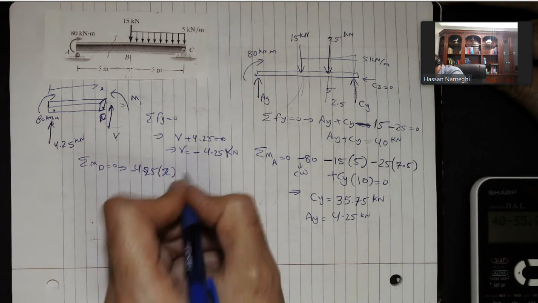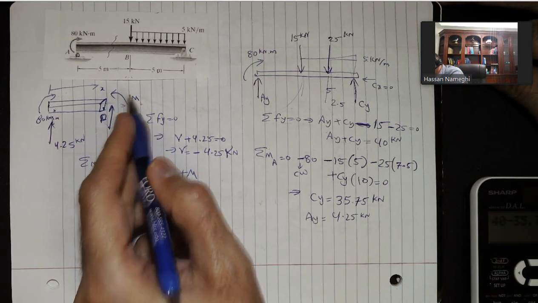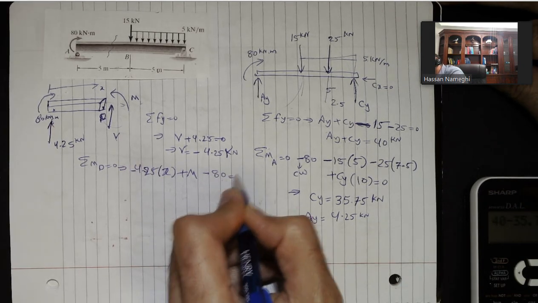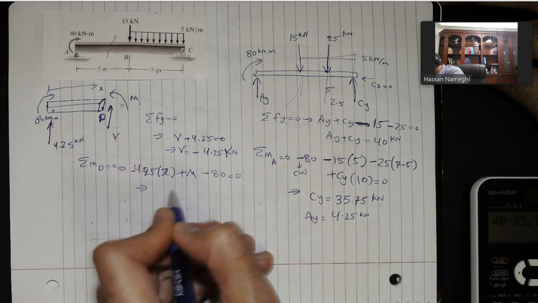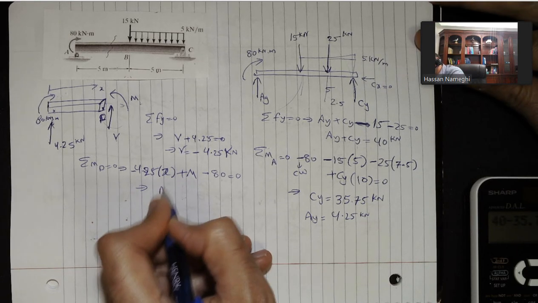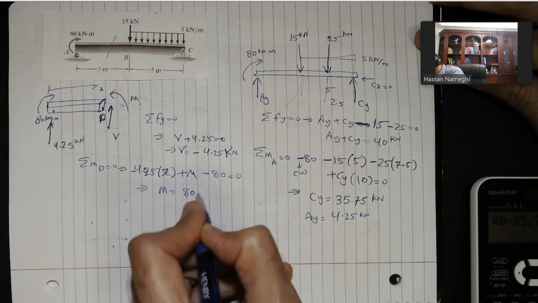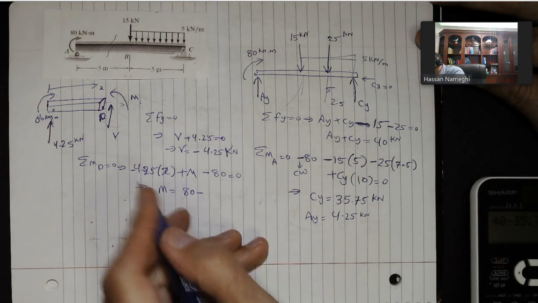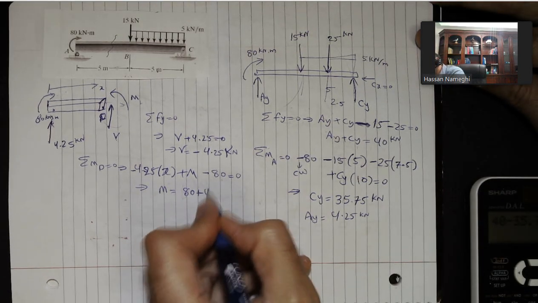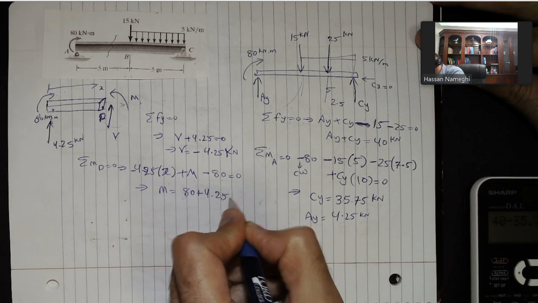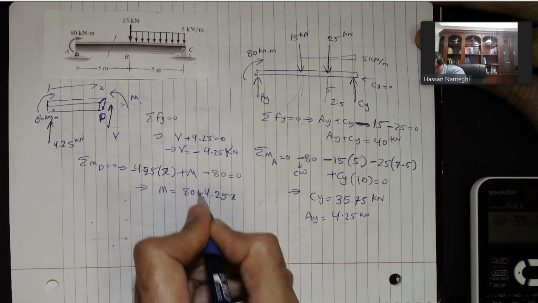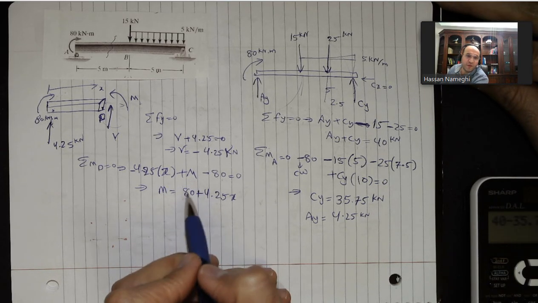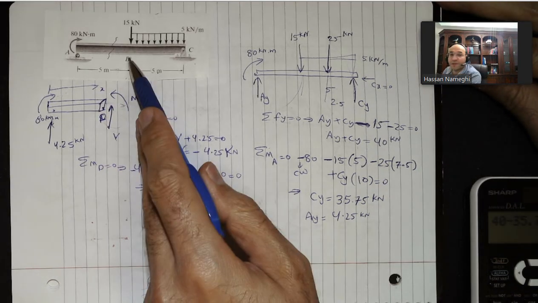M is positive. M is just the bending moment, and then minus 80. So from here I'm going to get M is equal to 80 minus, this will be plus 4.25x. That's our bending moment anywhere that we cut between A and B.